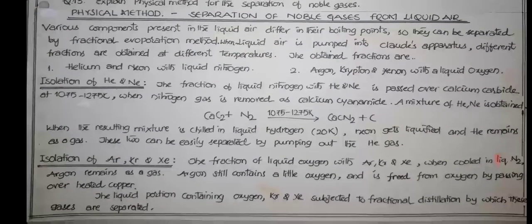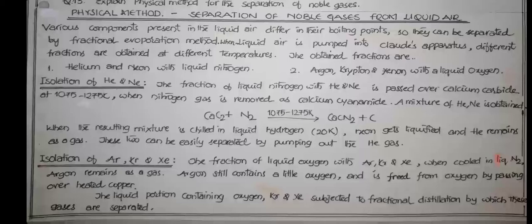Isolation of argon, krypton, xenon: the fraction of liquid oxygen with argon, krypton, xenon when cooled in liquid nitrogen, argon remains as gas, remaining two are liquefied. Argon still contains a little oxygen and is freed from oxygen by passing over heated copper, because copper can absorb oxygen comfortably. The liquid portion containing oxygen, krypton, xenon are subjected to fractional distillation.